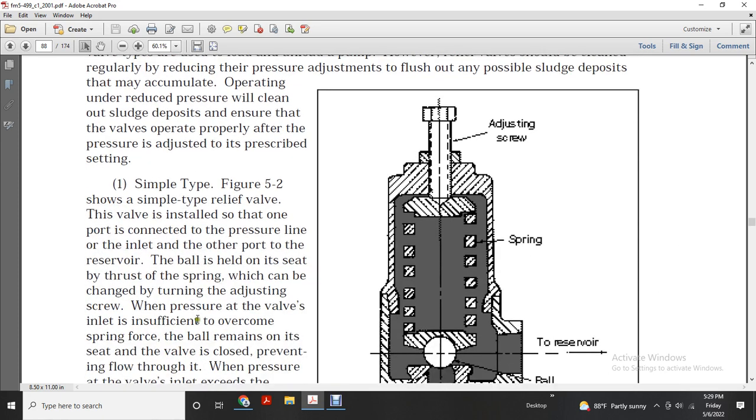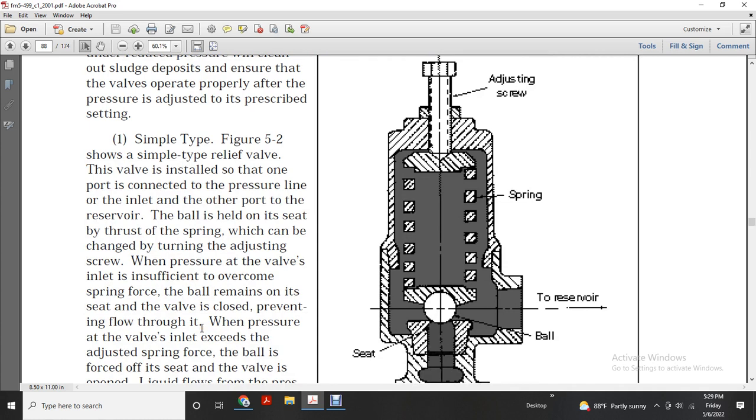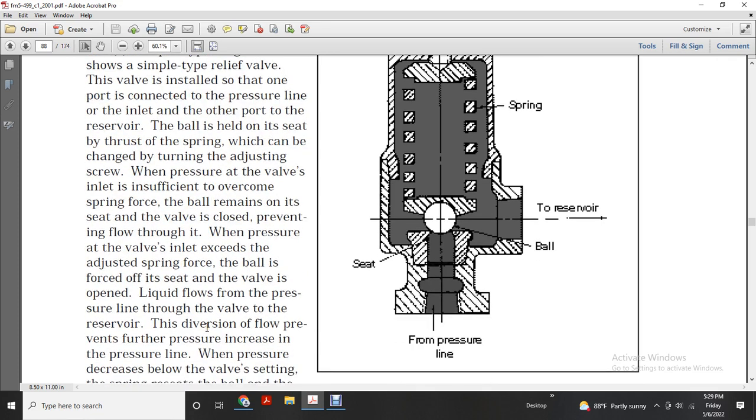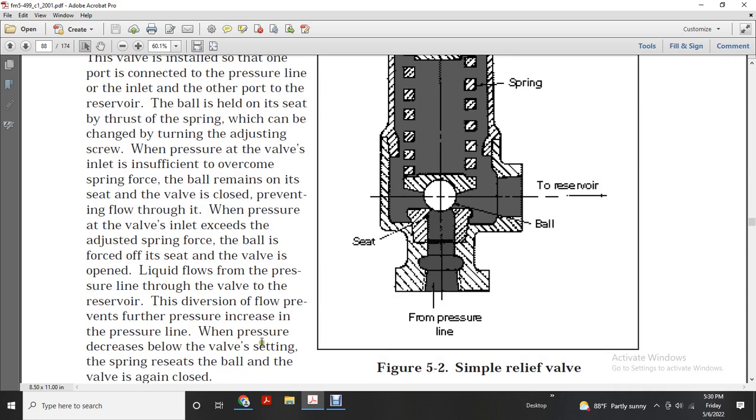1. Simple type. Figure 5.2 shows the simple type of relief valve. The valve is installed with one port connected to the pressure line or inlet, and the other port connected to the reservoir. The ball is held on the seat with the thrust spring, which can be changed by turning the adjusting screw. When the pressure at the valve inlet is not sufficient to overcome the spring force, the ball remains on the seat and the valve closes to prevent flow through it. But when the pressure at the valve inlet exceeds the adjusted spring force, the ball is opened and the liquid flows from the pressure line through the valve to the reservoir. The diversion of the flow prevents further pressure increase in the pressure line. When the pressure decreases below the valve setting, the spring resets the ball and the valve is again closed.